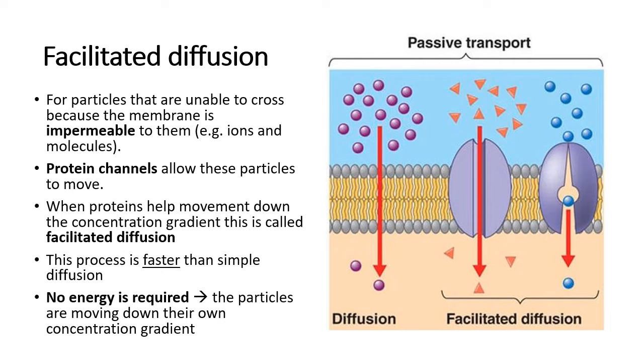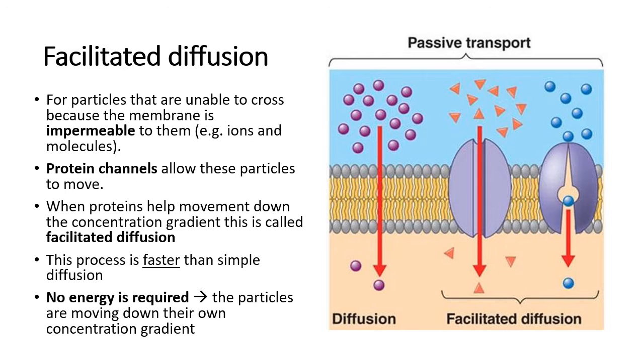The next type of diffusion is facilitated diffusion. So for particles that are unable to cross because the membrane is impermeable, so this includes ions, large molecules, or polar molecules, they require some help from a protein. First, we have protein channels. These allow these particles to move from an area of high concentration to an area of low concentration. Without the use of these protein channels, they would not be able to cross the membrane.